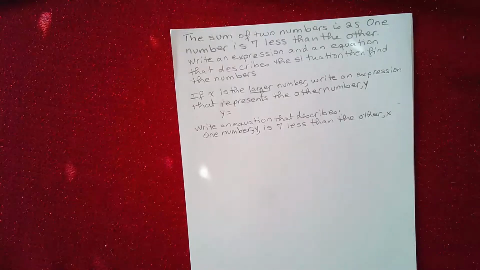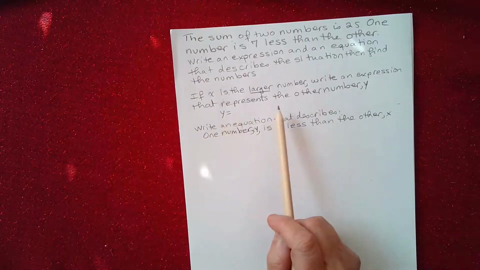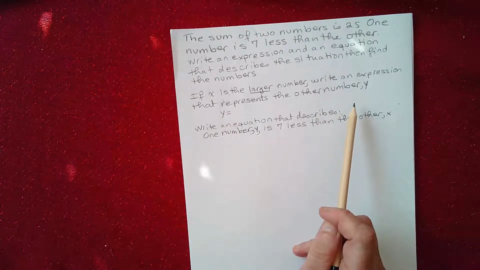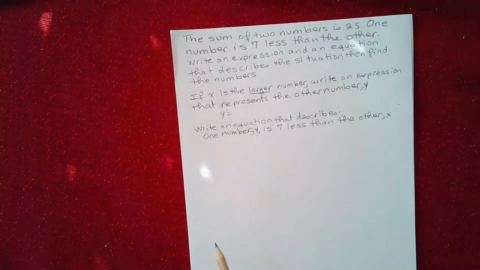The sum of two numbers is 25. One number is 7 less than the other. Write an expression and an equation that describe the situation, then find the numbers. If we let x be the larger number, write an expression that represents the other number y. Okay? How do we represent the other number y?